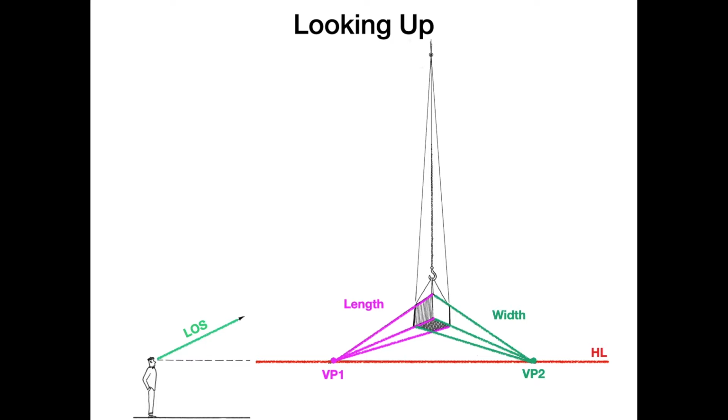And now, because we are looking up, the height of the cube is no longer perfectly vertical. They're receding upwards to converge at a third vanishing point way above the horizon line. And notice how very far away that third vanishing point is.